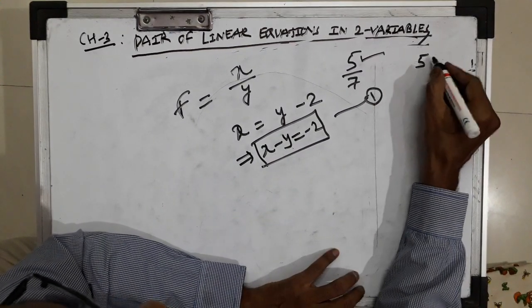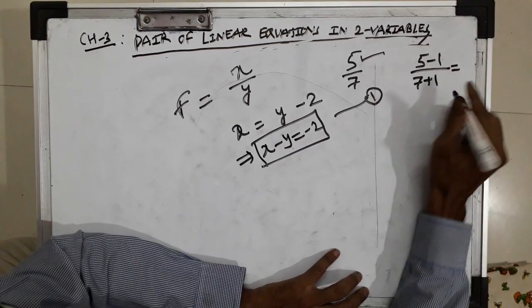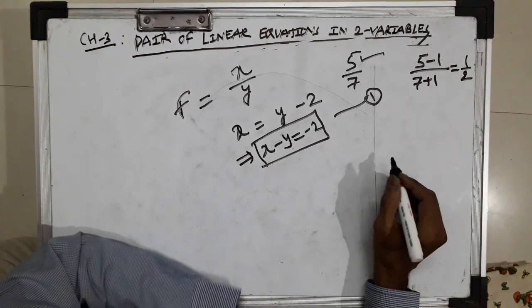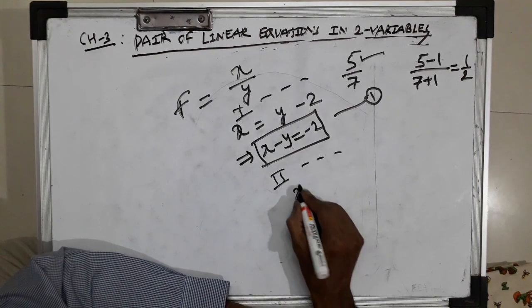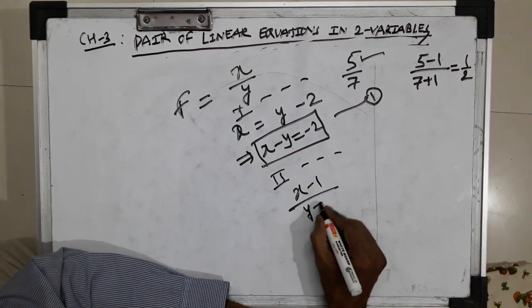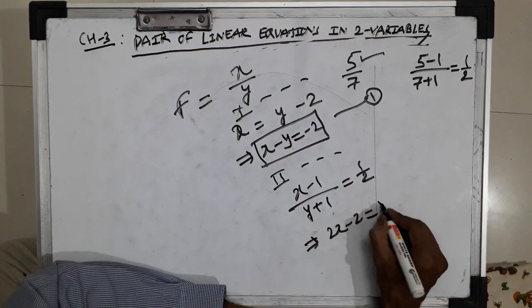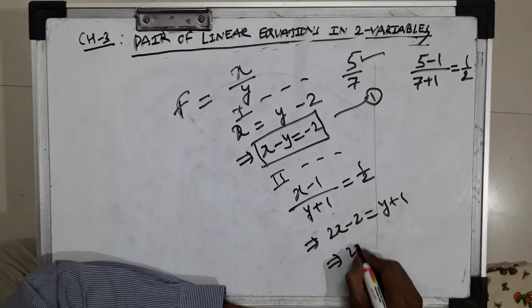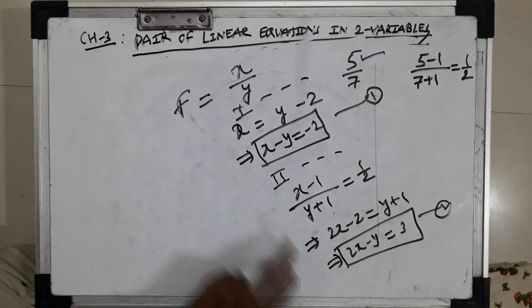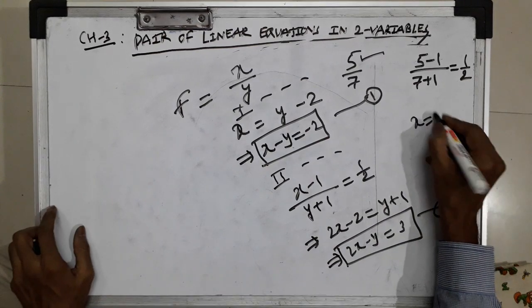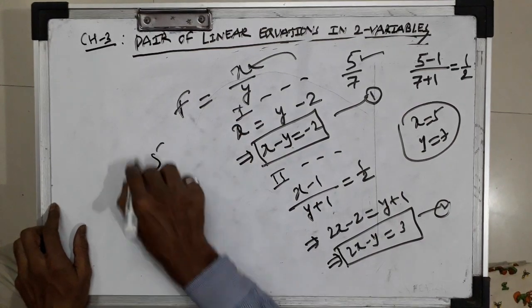If we subtract 1 from the numerator and add 1 to the denominator, the fraction becomes 4 by 8, means 1 by 2. This is by the second condition. To form the equation, 2x minus 2 is equal to y plus 1. This is 2x minus y is equal to 3. In this way, you can get the second equation. We need two equations to get the solution. We will get x as 5 in this case and y as 7, and the fraction becomes 5 by 7. Last answer is 5 by 7.